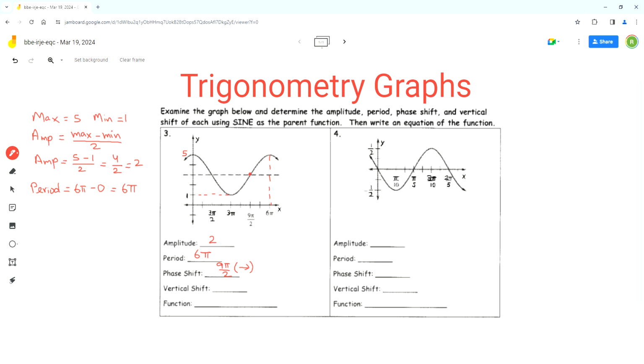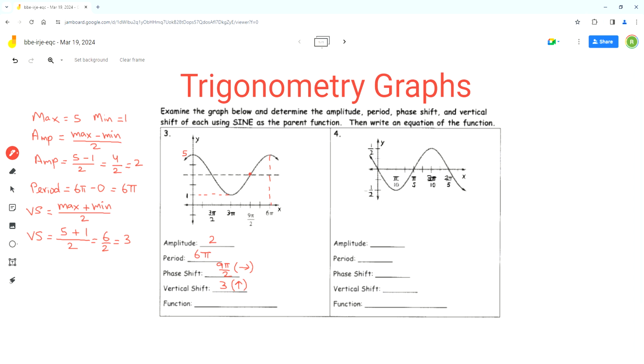Now we have to find the vertical shift, and for vertical shift there is a formula. Vertical shift is equal to max plus min divided by 2. Now we can sub in the values. The maximum value is 5, the minimum value is 1. So we get 6 over 2, which is equal to 3. Since we got a positive value, that means the vertical shift is 3 units in the upward direction.